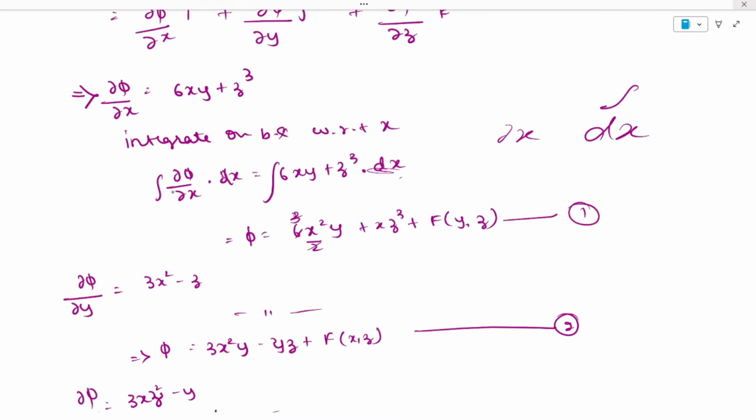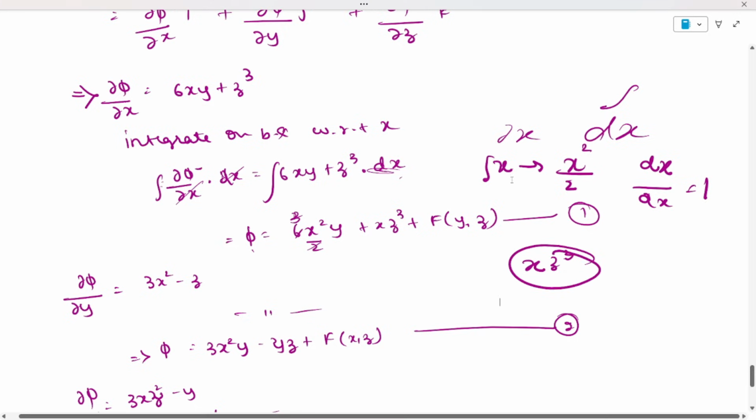Now this and this will get cancelled, and the integration of phi will be: phi is equal to 6x square y divided by 2, that is, you are integrating x with respect to x only, it will be x square by 2. Don't confuse differentiation and integration: integration of x will be x square by 2, differentiation of x with respect to x will be 1. Now this will be x square by 2 y, next is x z cube you will add. See, if some constant is present, again you have to add that term in integration, I hope you remember.